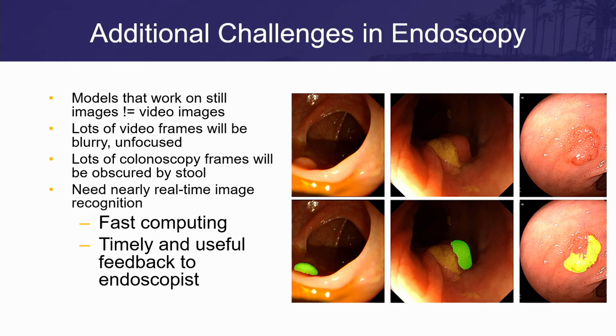Models that work on still images don't necessarily work on video images. There are a lot of frames that will be blurry or unfocused. Some will be, of course, obscured by stool in a colonoscopy. And you need nearly real-time image recognition, which requires fast computing and timely and useful feedback to the endoscopist. But this is coming very quickly. This is a very early example of using fluorescent colors to identify this is a polyp, don't miss it. These aren't perfect, and they're certainly a little ways from clinical application, but there's a lot of competition in this space, and it's not that far off before you'll start seeing vendors trying to sell you products that do something like this, and you have to understand where this comes from and where the weaknesses are.